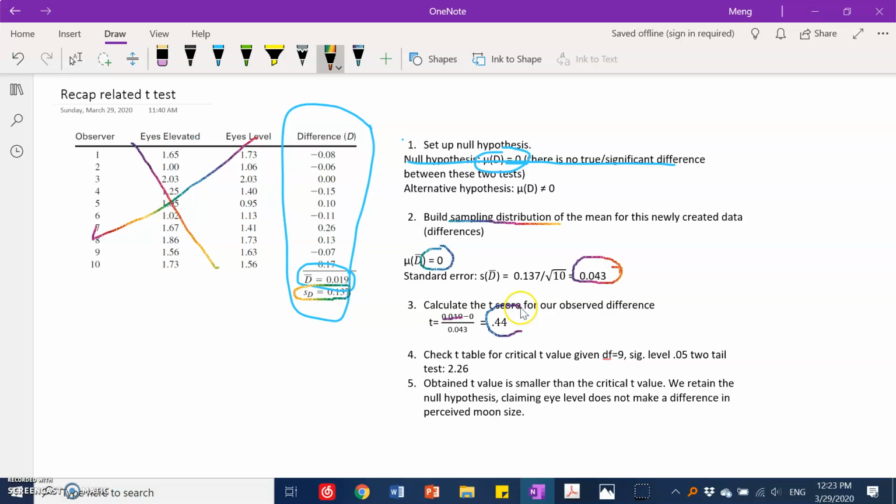So what does this mean? Can we get some meaning from it? Well, we cannot get any meaning from this t-score by itself. We must have this t-table to make the comparison, and then we can make meaning of this t-score. So the next step is we want to check the t-table for the critical t-value given a sample size of 10, which means we have the degrees of freedom of 9, at a significance level of 0.05 with a two-tail test design.